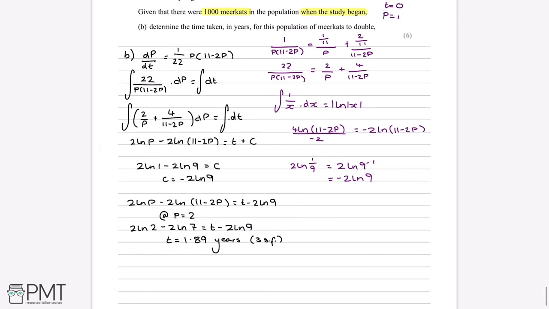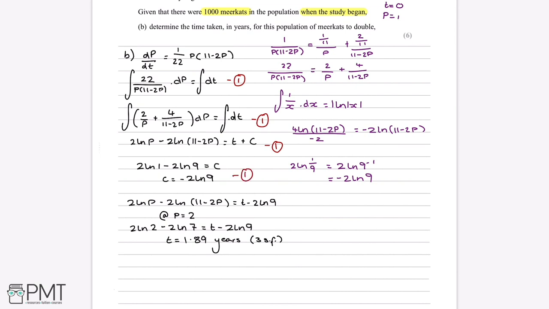Now, this is quite a long question and it's worth 6 marks. And our first mark comes from up here for separating the variables into the dp and the dt. And then we get a further method mark for using what we found in part A, so this bit with the partial fractions, and integrating this equation here. And then we get an answer mark for actually integrating it correctly and getting the right numbers over here. Now we get a further method mark for substituting in t equals 0 and p equals 1 and then finding what c is.